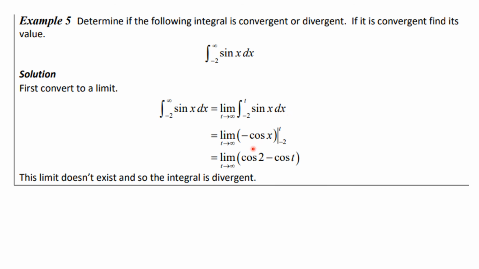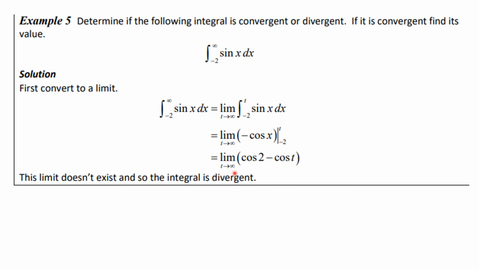We do this integral. Again, this is good review for the final exam. This is minus cosine of x evaluated at t and minus 2. Now the cosine of 2 is just a number. That's the cosine of 2 radians. So that's just a number. And you subtract this off.